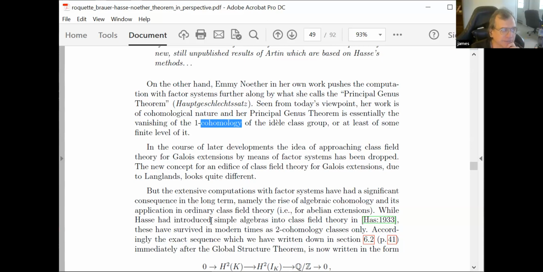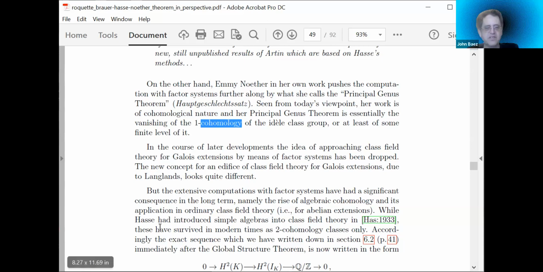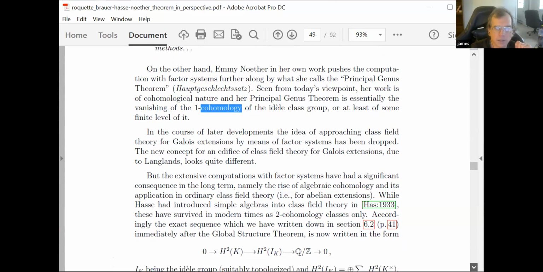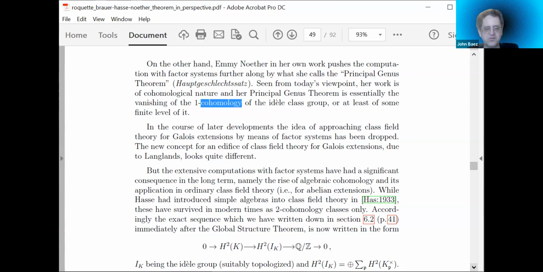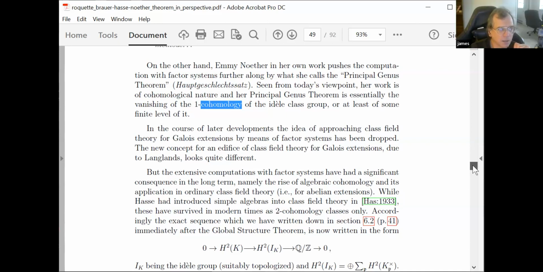Go ahead. No, I was interested in the erasure of the use of simple algebras. So while Hasse had introduced simple algebras into class field theory, these have survived in modern times as second cohomology classes only. So the fact that you can get these central simple algebras from the second cohomology classes is supposedly not used in class field theory now. You just use the second cohomology group by itself. So that's exactly what I want to go against. Sure.